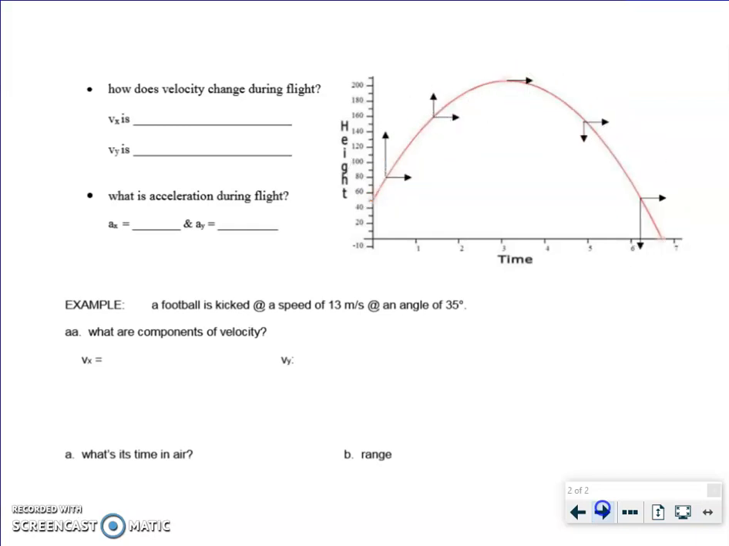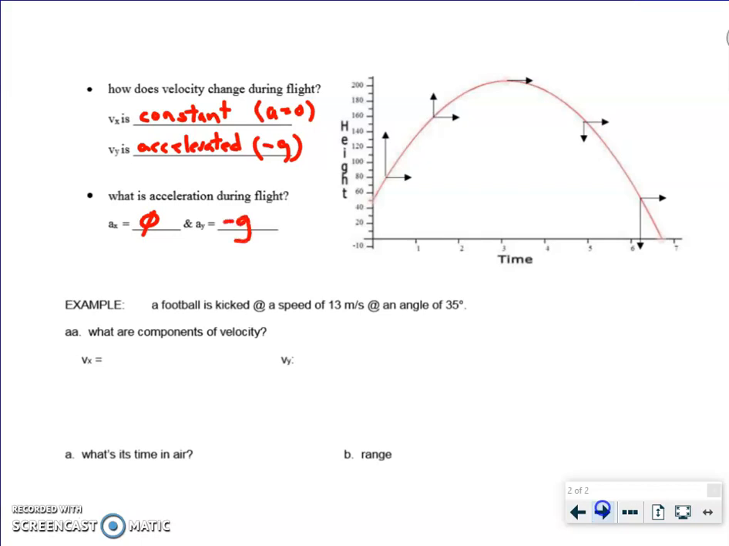So we can summarize that by saying Vx is constant, and Vy is accelerated. In fact, we know the acceleration is negative g, and that means ax is 0. What is the acceleration due to flight? Well, I guess I just answered that. ax is always 0, and ay is negative g.